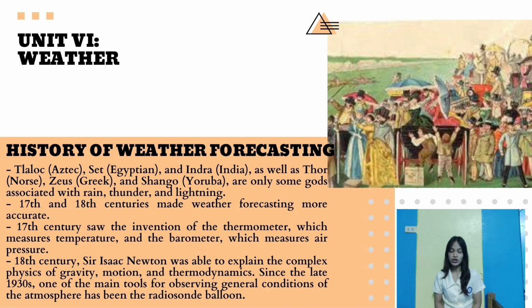Developments in the 17th and 18th centuries made weather forecasting more accurate. The 17th century saw the invention of the thermometer, which measures temperature, and the barometer, which measures air pressure. In the 18th century, Sir Isaac Newton was able to explain the complex physics of gravity, motion, and thermodynamics. Since the late 1930s, one of the main tools for observing general conditions of the atmosphere has been the radiosonde balloon, which sends information needed for forecasting back to Earth.